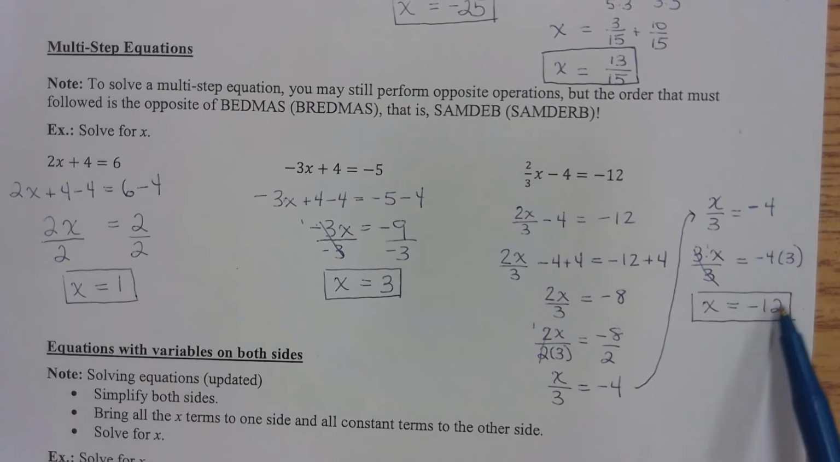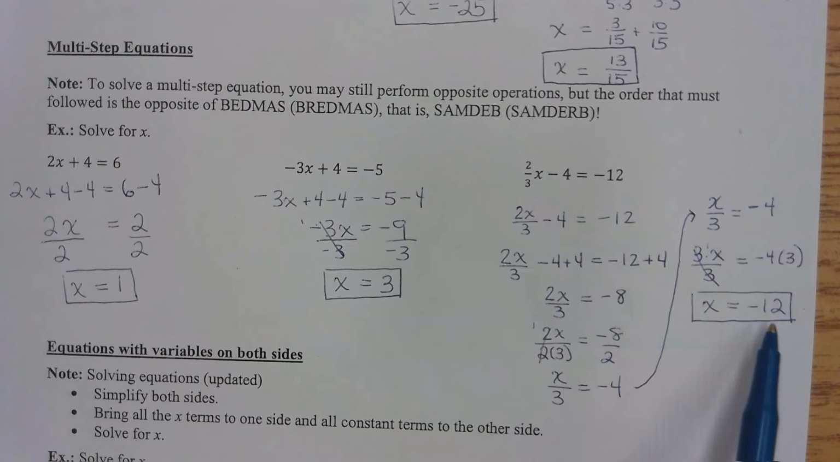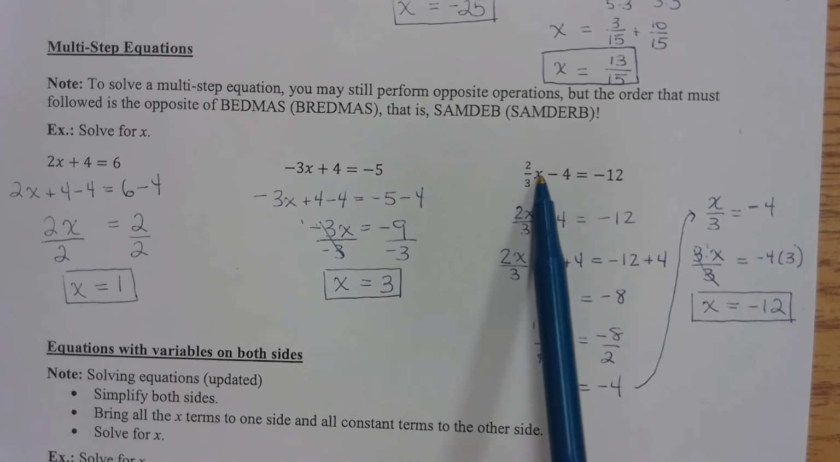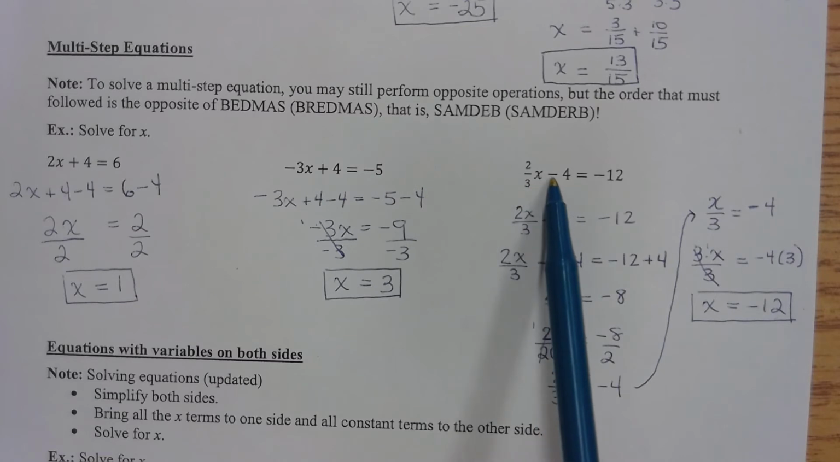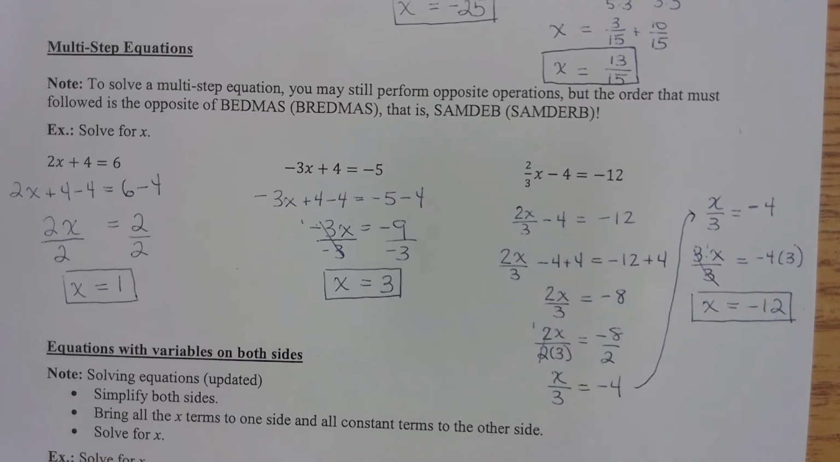Again, I can check it. So I have x is negative 12, so 2 times negative 12 is negative 24, divided by 3 is negative 8, and negative 8 minus 4 is negative 12. Yep, I got the right answer.